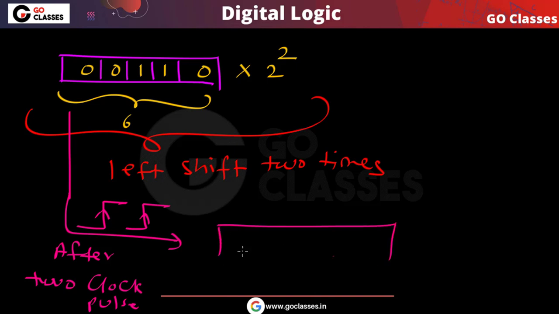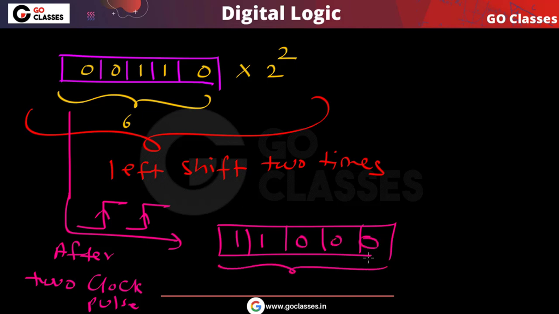After 2 clock pulses, this is what you will get, because you are doing the left shift. So after 2 clock pulses, this is what you are going to get. And what is this value? You can notice this value is 24 plus 24 plus 8. So this is 32, and this is what we wanted. Sorry, this is a 24. So you can notice this is what we wanted.